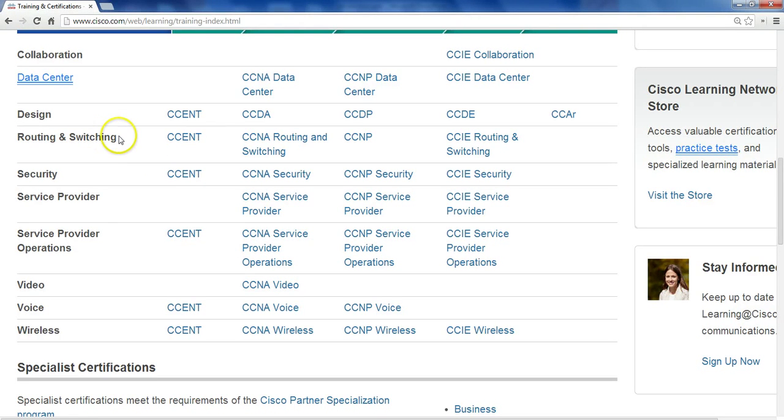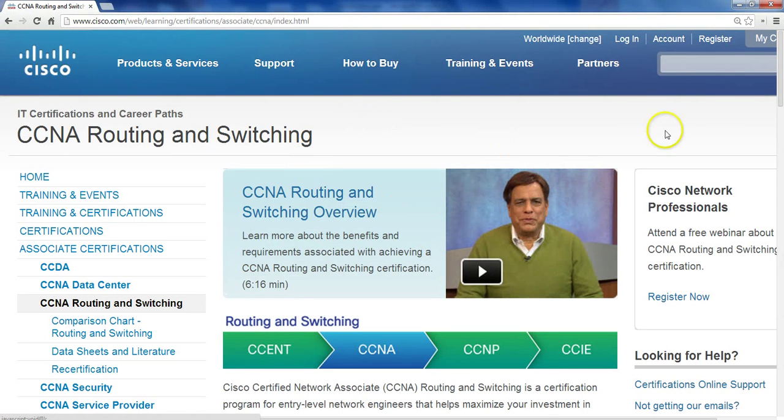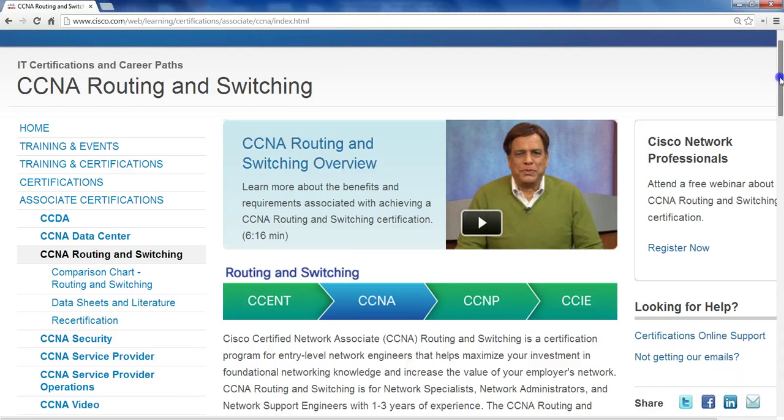We are going to start with routing and switching. There is the start of CCNA, and then you go to the CCNA routing and switching. Kind of the same. We are going into routing and switching now. That's where we're going to start. So here's routing and switching, and how to be certified in routing and switching. We go down here.